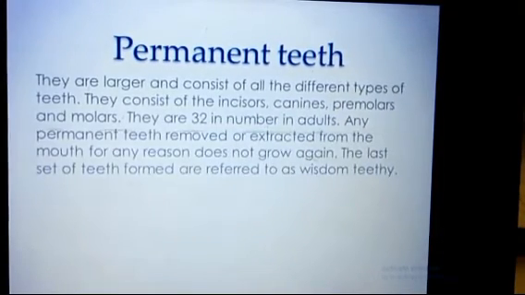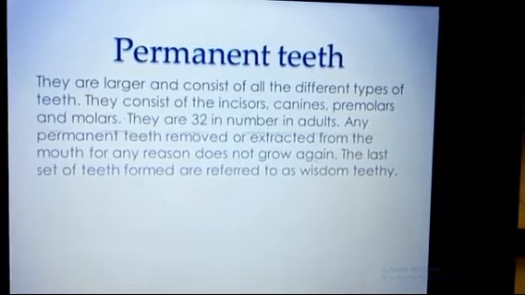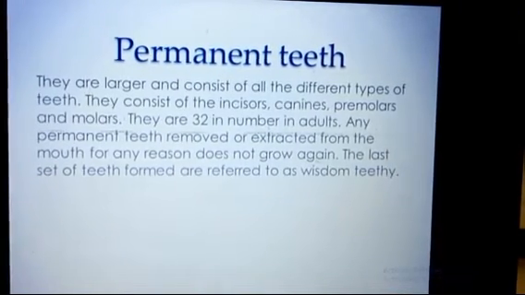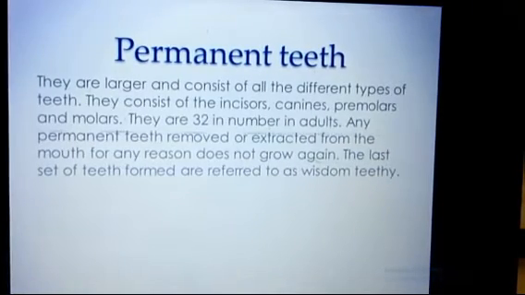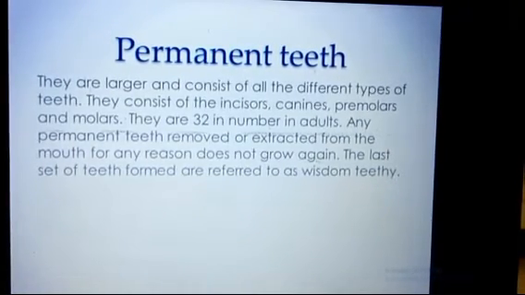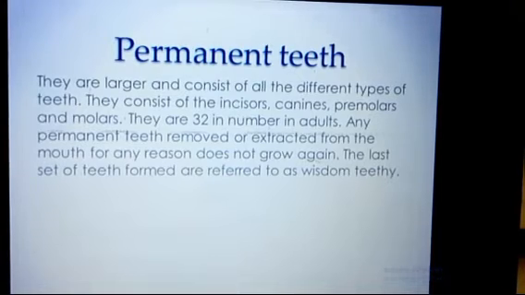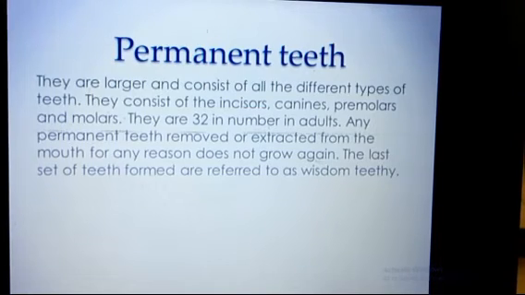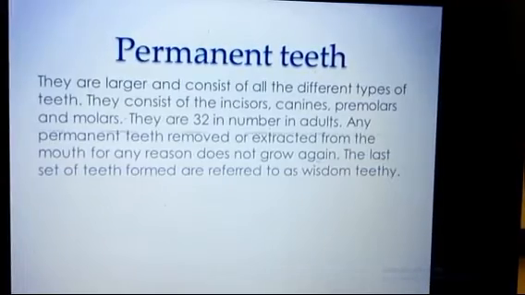Permanent teeth. They are larger and consist of all the different types of teeth. They consist of the incisors, the canines, the premolars, and molars. They are 32 in number in adults. Any permanent teeth removed or extracted from the mouth for any reason does not grow again. The last set of teeth formed are referred to as the wisdom teeth.